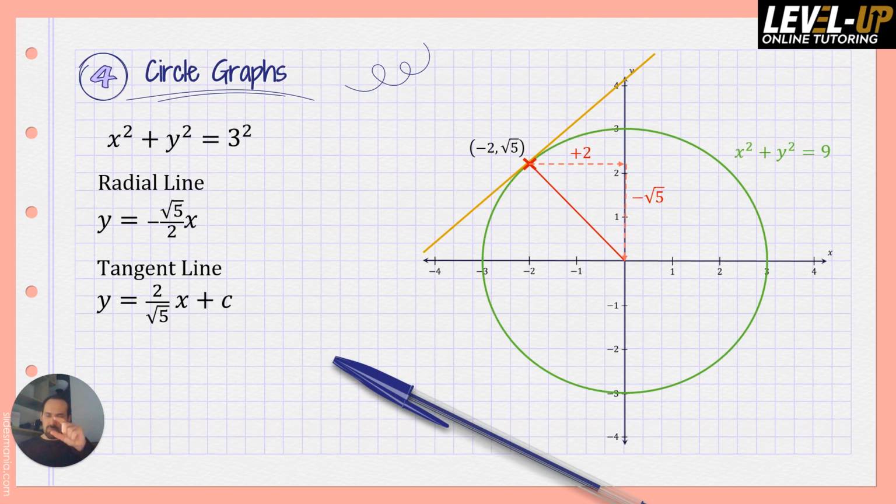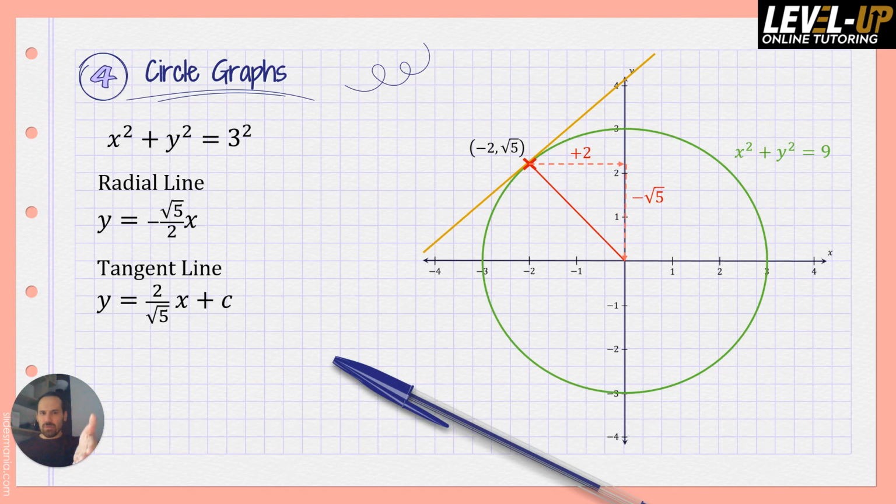And if you do a quick calculation there, you'll see that minus root 5 over 2 times by 2 over root 5 will cancel to -1. So we know that's going to be the gradient of the tangent line. Now we're in business because we know what the gradient is. We just need to find out what c is.